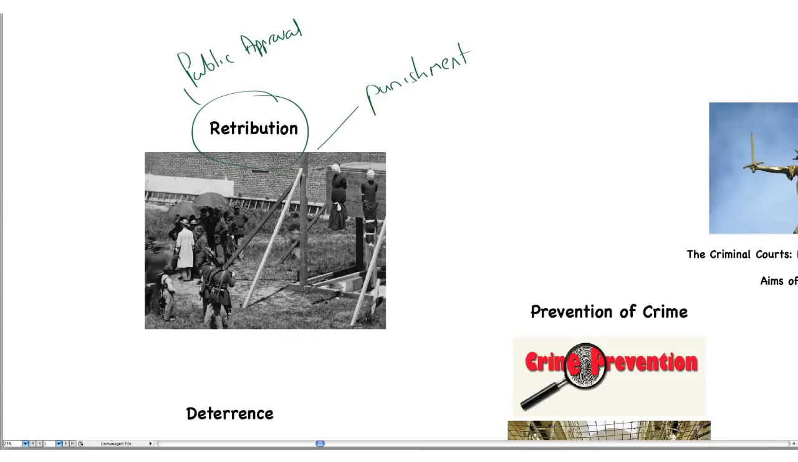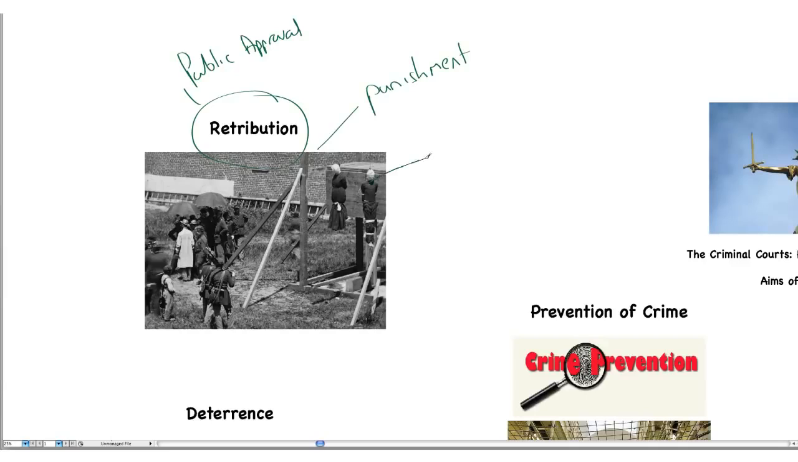A discretionary life sentence, for example, has a core of both deterrence and retribution, before which a prisoner may not be released even if he's no longer a danger to society. So the judge can offer a discretionary life sentence, which is deterrent and retribution, and it says that a defendant cannot be released even if he no longer poses a danger to society.